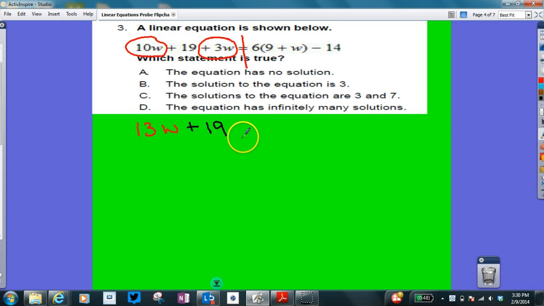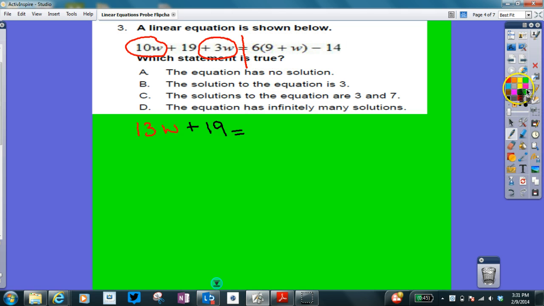Now I'm going to go to my other side and work it and see what I can do there. And it's just like the other problems we've been working on, 1 and 2. I see I've got a chance to use the distributive property here. So I'm going to say, okay, 6 times 9, which is 54.